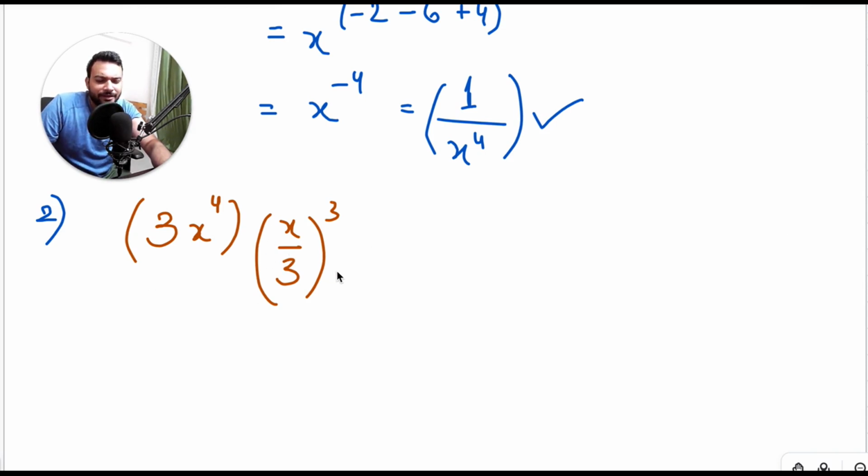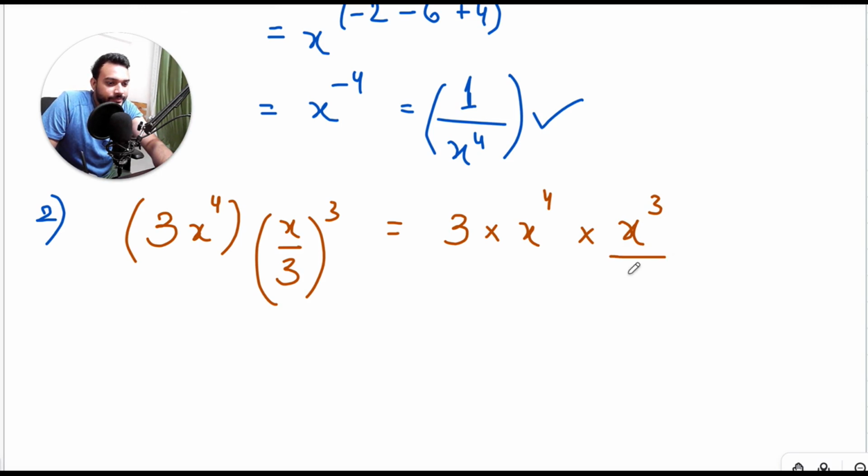The most important key lies in taking a good, careful look at the expression so as to not miss any details. In this case, in the first parentheses, only the x has a power, but in the second parentheses, x and 3 both have the power. So let's write that clearly first. 3 times x raised to 4, this is the first parentheses, times x raised to 3 over 3 raised to 3, rule number 2. Since the powers are the same and the bases are different, they can be done like this.